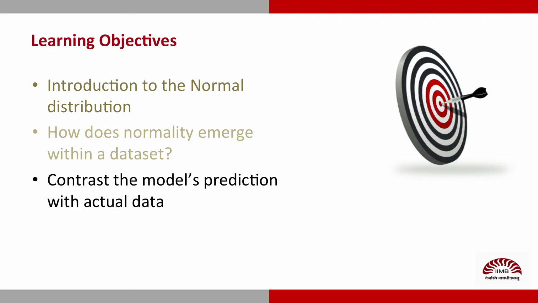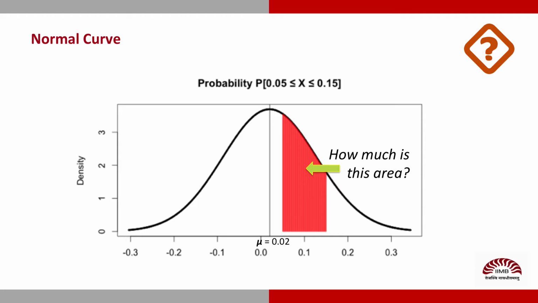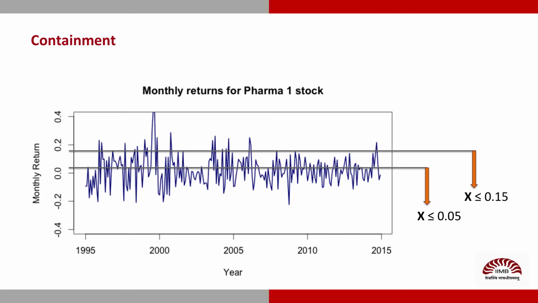Contrast the model's prediction with actual data. For the rest of our discussions, X is the normal variable that approximates monthly returns of Pharma 1. Now X has parameters mu given by 0.02, or 2% rate of return, and sigma is equal to 0.108, or 10.8%. What's the probability that the monthly returns of Pharma 1 are between 5% and 15%?